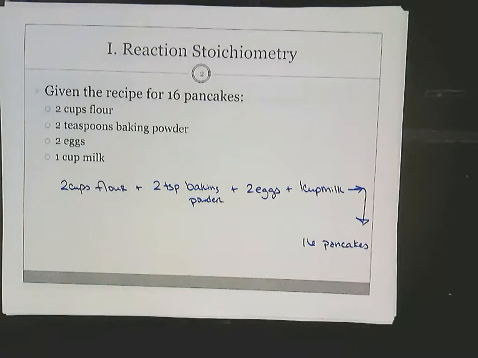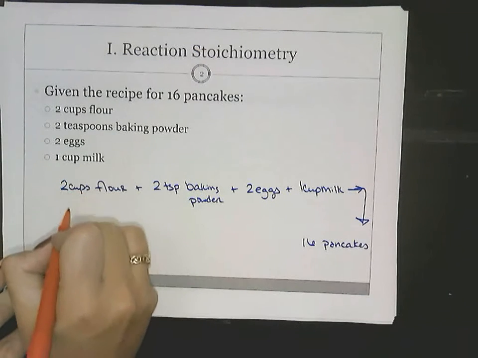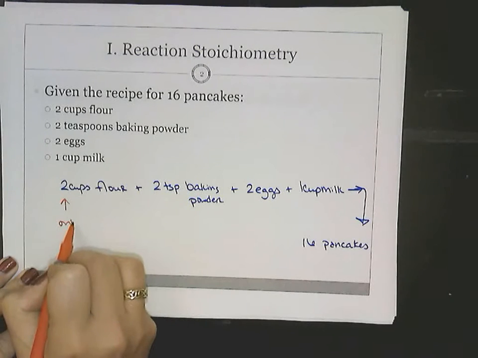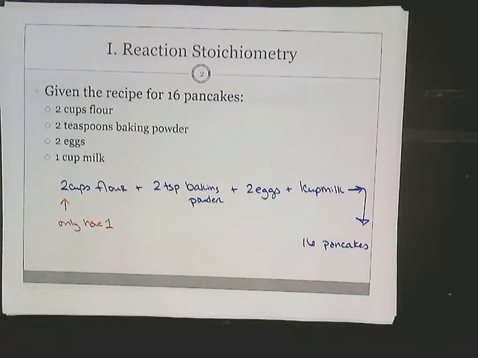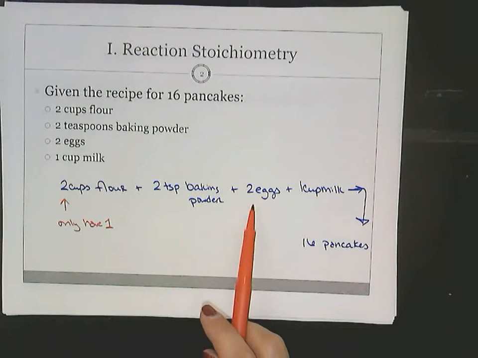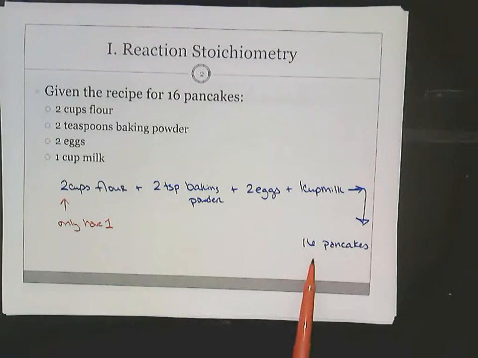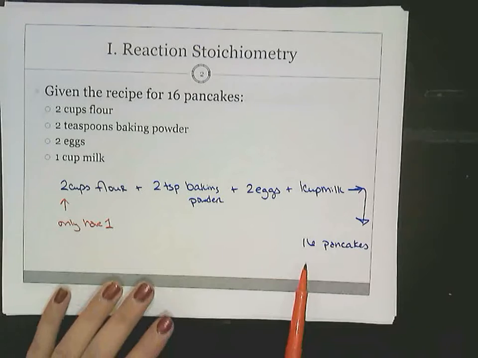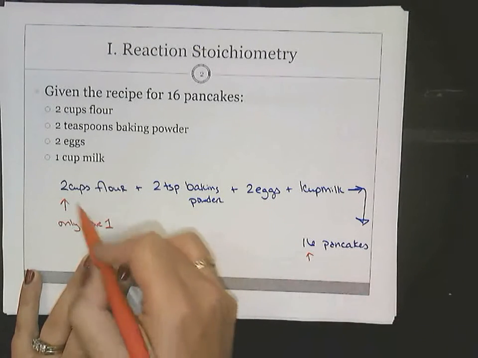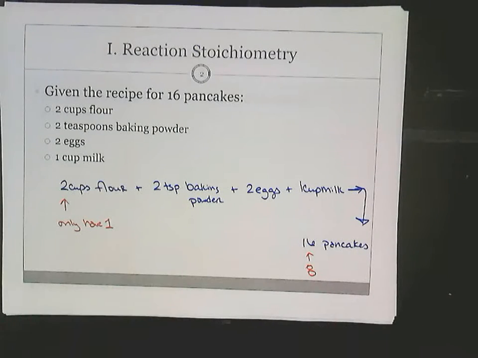What if I only have 1 cup of flour? How does that change everything else? We have to divide everything by half, right? So I'll only use 1 teaspoon, I'll only use 1 egg, I'll use half a cup of milk, and then how many pancakes will I make? 8, right? So if I change that to 1, this has to change to 8.